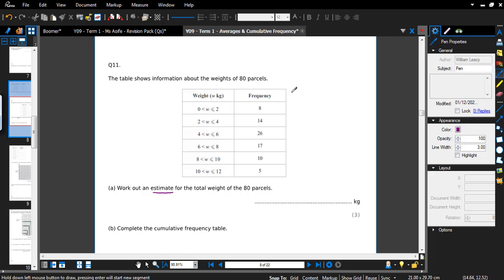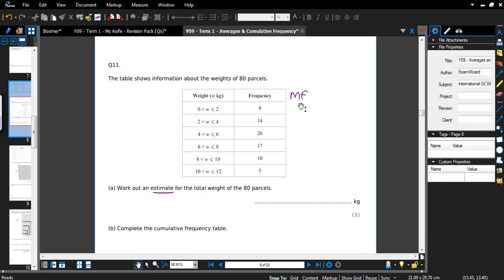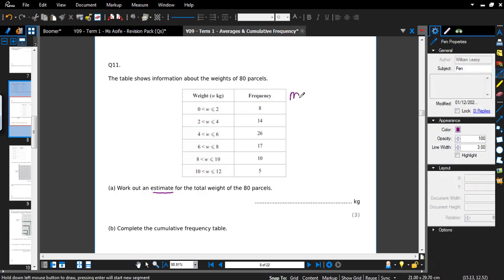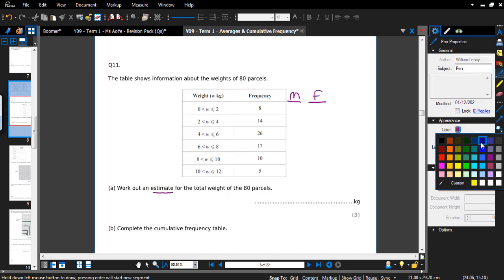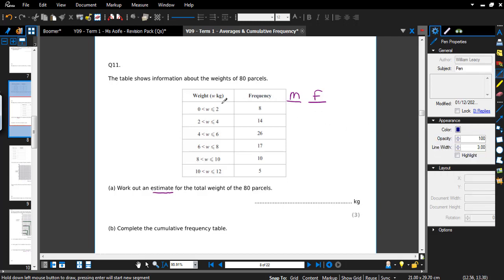So you can literally write down MF, the middle times the frequency. Or if you want, you can write the middle, and then you can write frequency. It doesn't have to be beautiful, you don't have to be Leonardo da Vinci on it. But with graphs and stuff, you do have to pay attention.